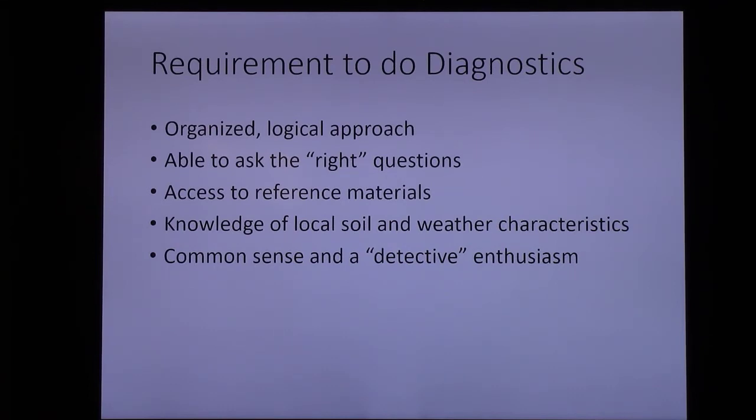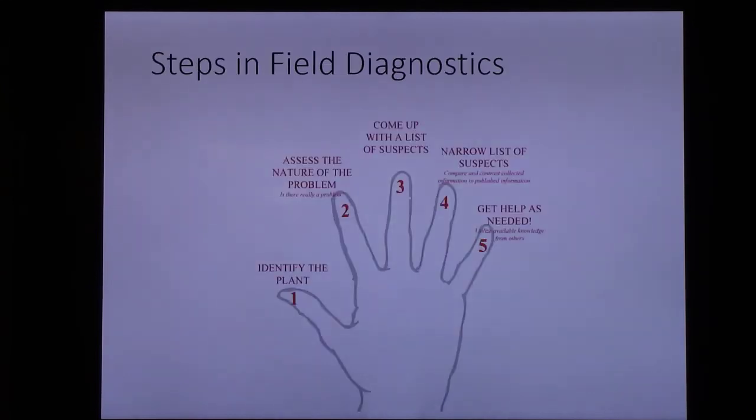It's going to be a little bit of knowledge about the weather conditions and the soil conditions. Has it been dry? Has it been rainy? And then just a little bit of common sense and a little bit of detective work. And each of you is capable of doing all of these. So with these simple tools, you can be a detective to help diagnose plant problems. So I think this graphic is in your handout: five steps in field diagnostics when it comes to plant diseases.